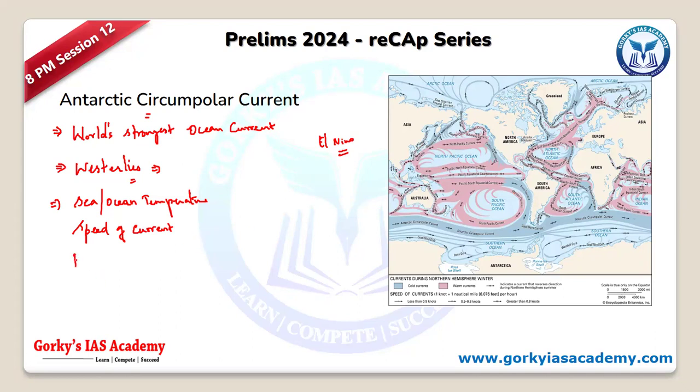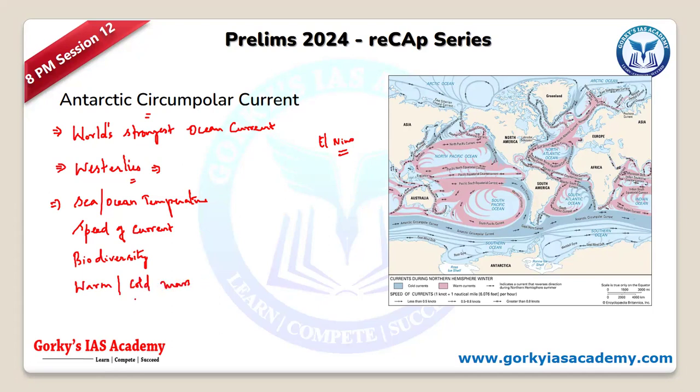Fine. Then biodiversity, because the upwelling of ocean currents will be there, especially warm and cold, where water mass will be moving.